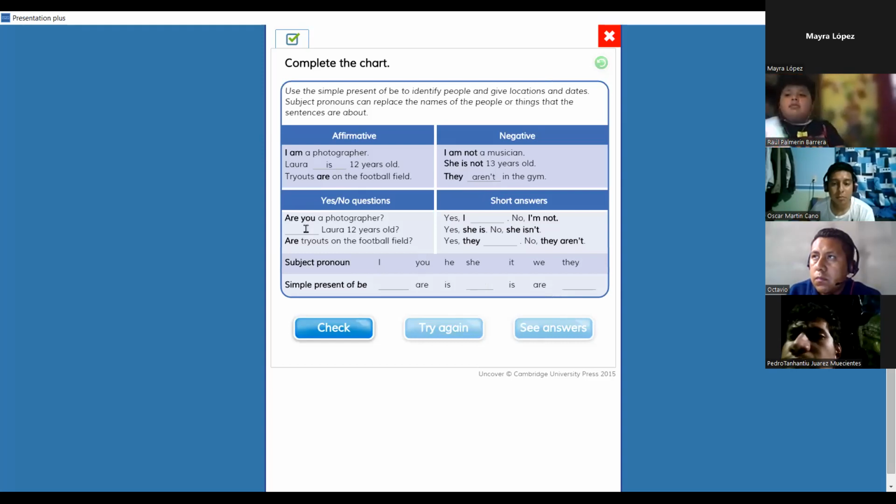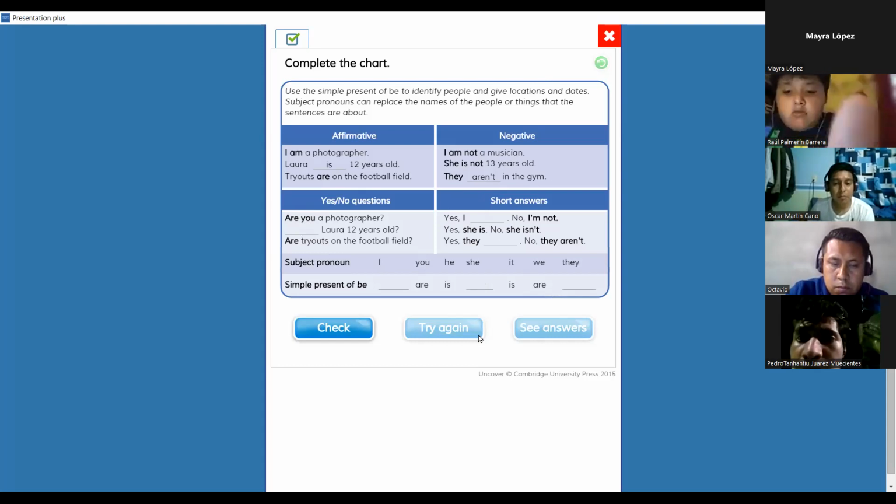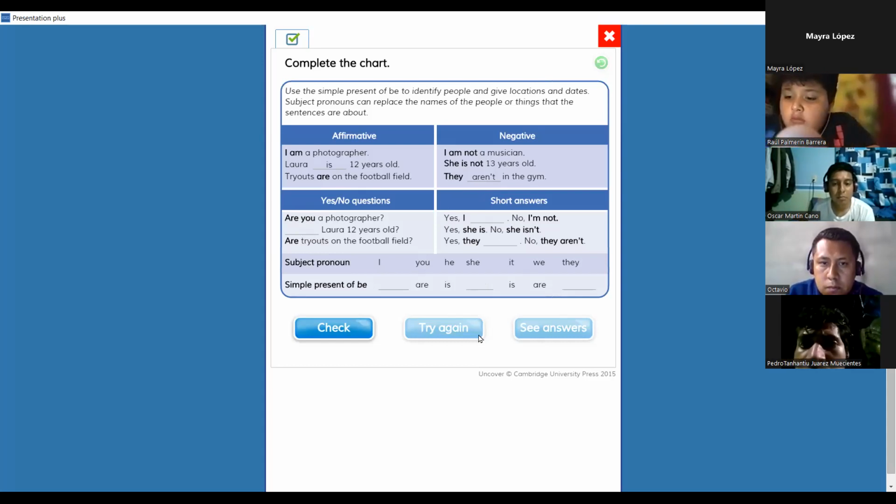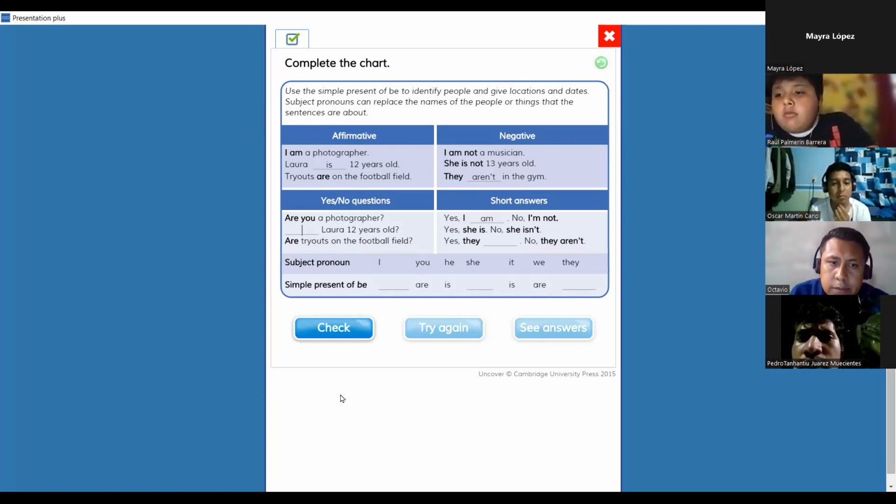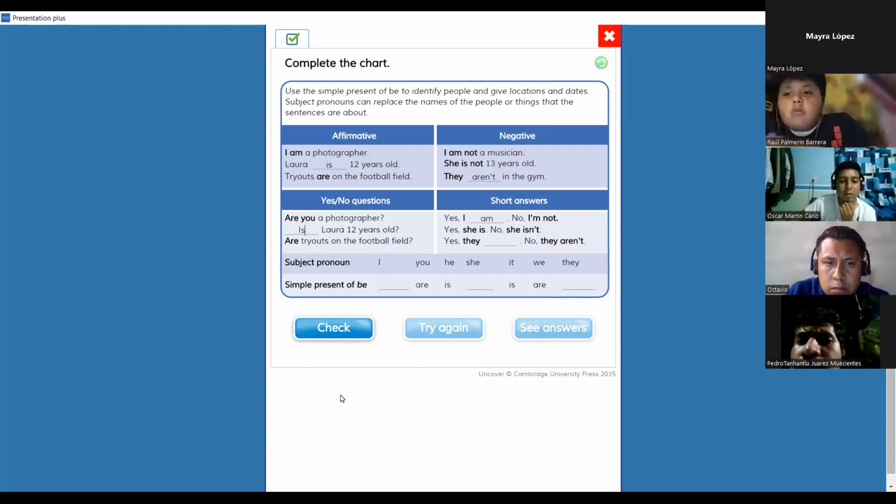Now, for yes or no questions, are you a photographer? Yes, I am. Question. Laura, 12 years old? What am I missing? You are? You are Laura, 12 years old? Is Laura 12 years old? Because I'm talking about a she. Yes, she is. Or no, she isn't.